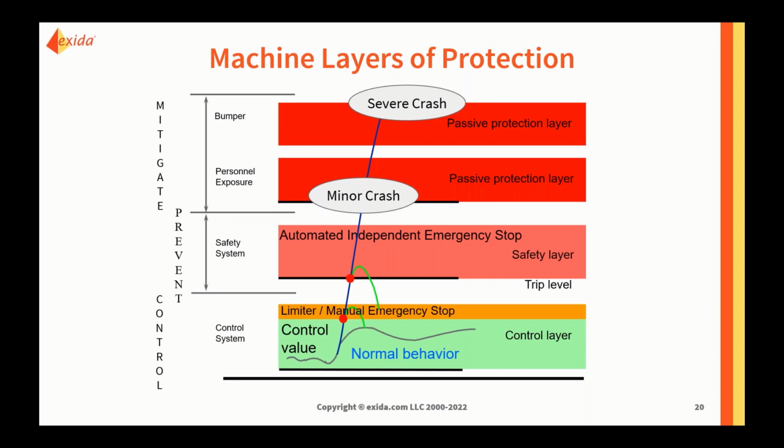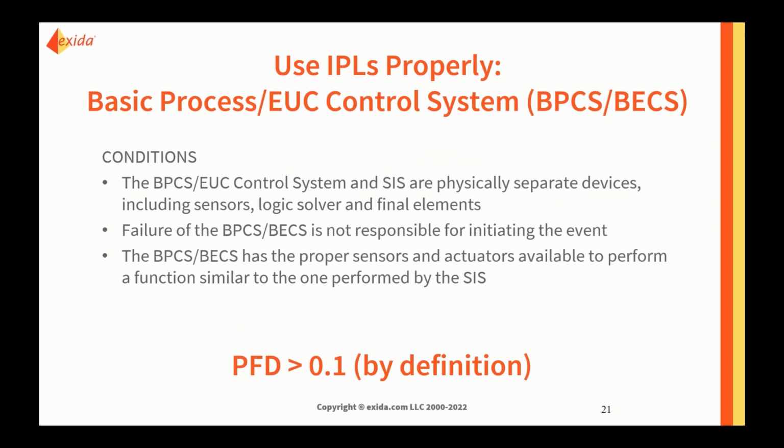I would like to note one or two classic protection layers that we see again and again, so we'll highlight a couple of those. And the first of those is our basic process or equipment under control system, or just control system for short. And this may or may not be present in a particular application. But if it is, it tends to be our first line of defense.